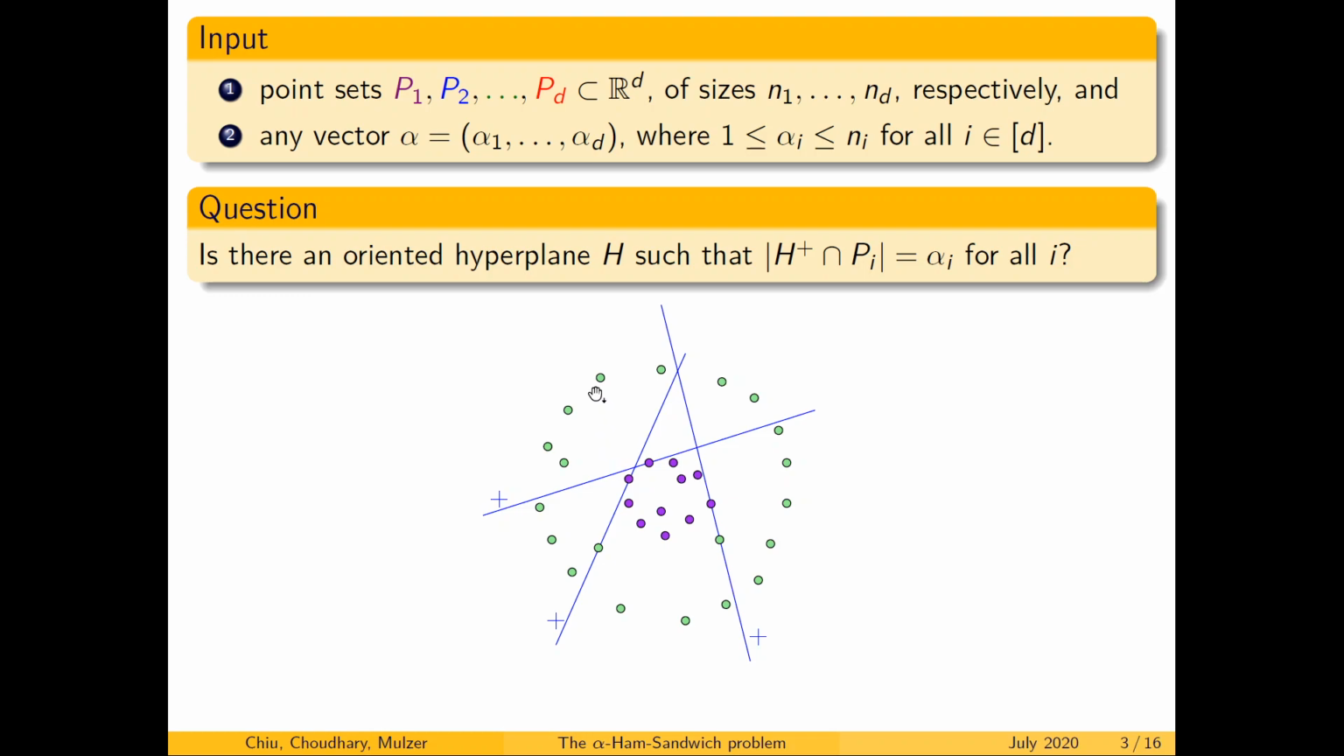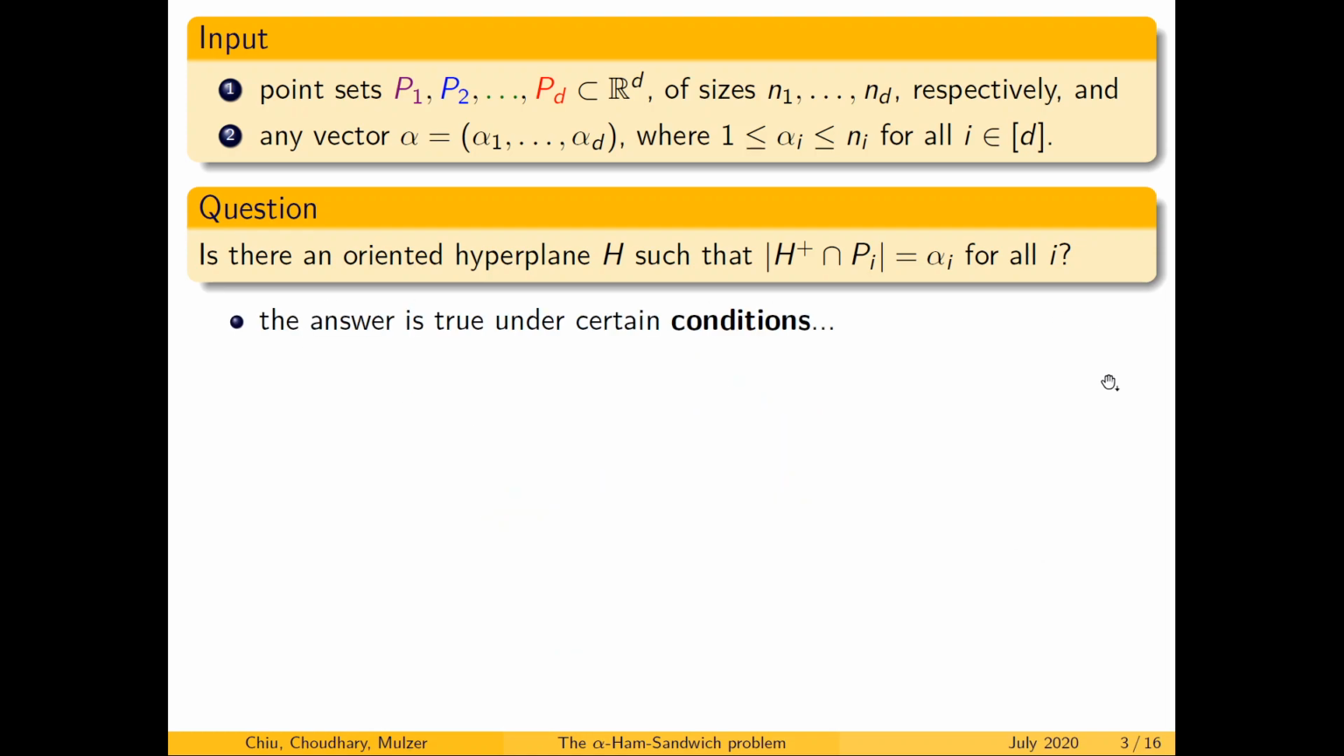precisely 1 green point and 1 violet point, that is not possible, because whenever we take a violet point, we must include a lot more green points. That suggests that the answer to this question is true, but only under certain conditions. And this was shown by Steiger and Zhao in 2010.